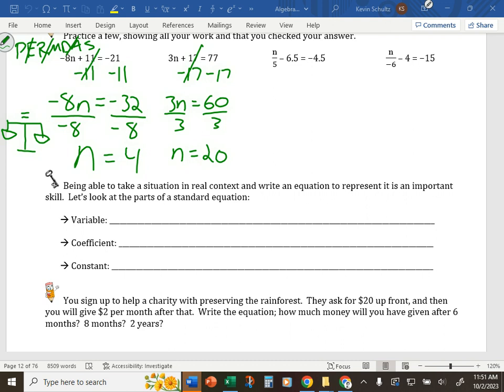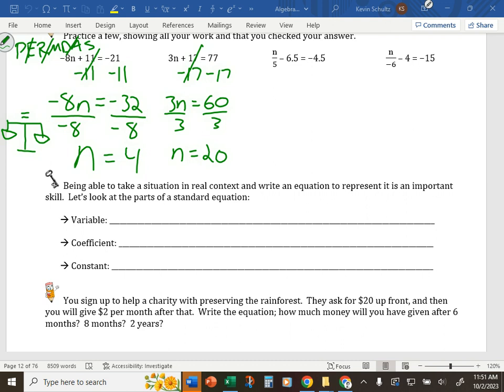Next one. n divided by 5 minus 6.5 equals negative 4.5. And here's where guess and check might start to become not very efficient. We've got a fraction involved, kind of. We've got negatives. We've got decimals. Just numbers that are just more difficult to work with. So don't worry about that. Focus on the operations. This says n divided by 5 minus 6.5.